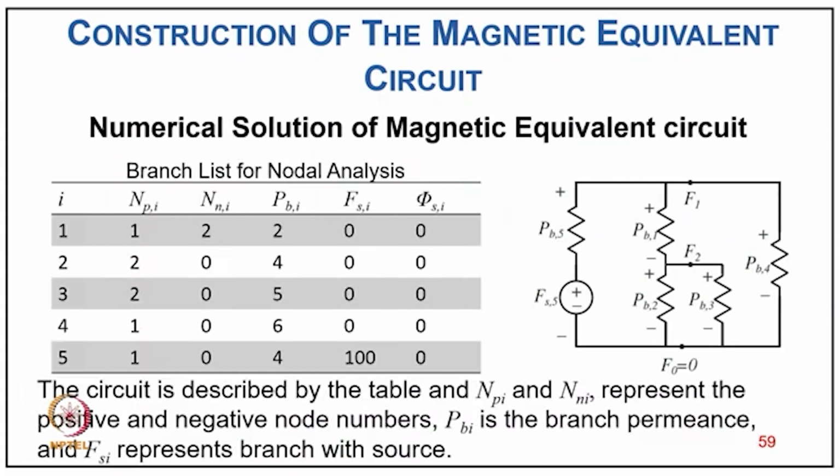So from this you can of course have the branch list in the nodal method, with all the different branches and different fluxes. The circuit is described by a table, where NPi and NNi represent the positive and negative node numbers, Pi the branch permeance, and Fsi represents the branch with the source.